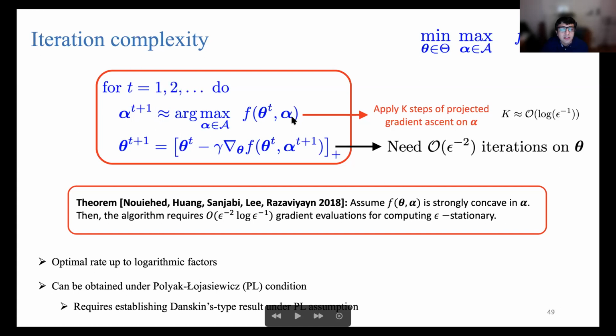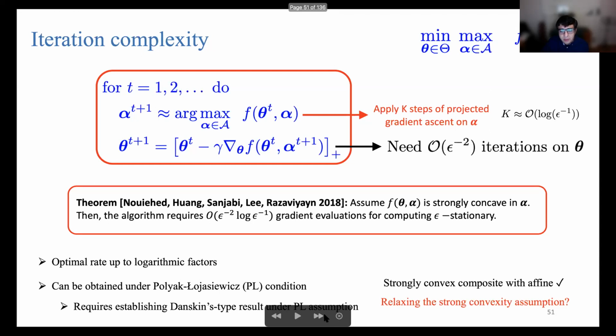So as long as for any fixed theta, your function in alpha satisfies certain PL assumptions, you still have it. For example, if your function is strongly concave composite with affine in alpha, you can still solve the problem with this iteration complexity. But the next question is: can we relax this strong concavity assumption or PL condition even further?